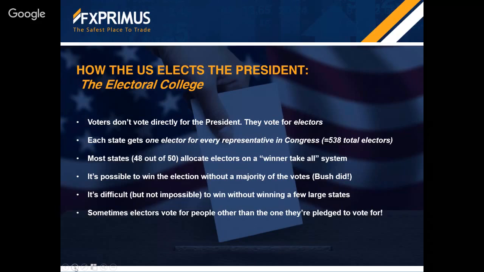On the other hand, it's very difficult, although not impossible, to win without winning a few certain large states, because they have so many electoral votes that it's very difficult to assemble 270 votes without winning those few large states. And just a little sidelight, over 130 times, I think it is, the electors have voted for people other than the one they pledged to vote for.